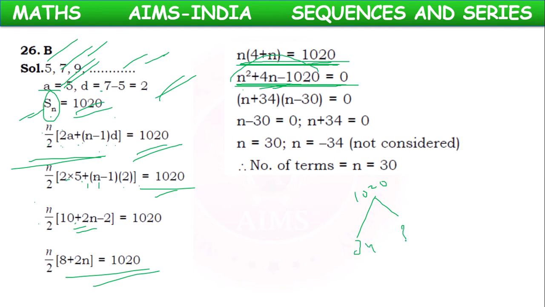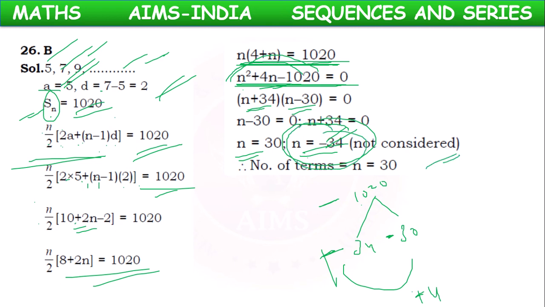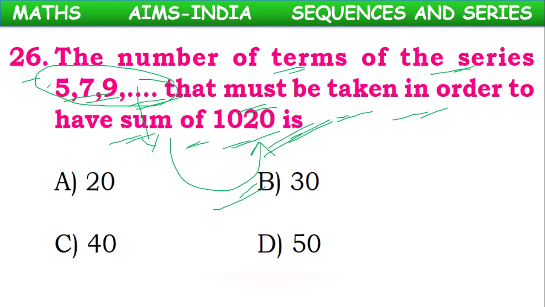We can take 34 and 30, because here AC is 1 into minus 1020, minus 1020. We can take plus 34 and minus 30. So that product is equal to minus 1020 and sum is equal to plus 4. So we can write it as (n plus 34)(n minus 30) after factorization, where n equals 30, n equals minus 34. But number of terms can never be negative, so n equals minus 34, no need to consider. So number of terms is 30. The sum of 30 terms is 1020. So option B is right.